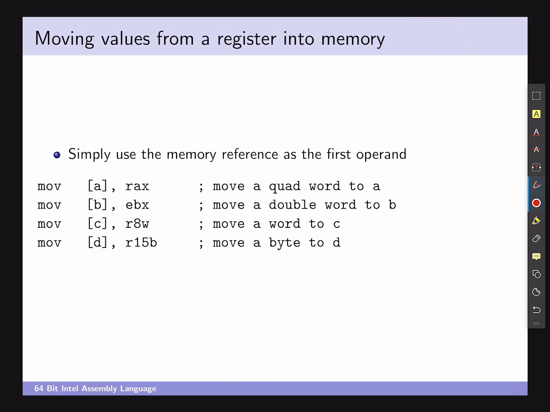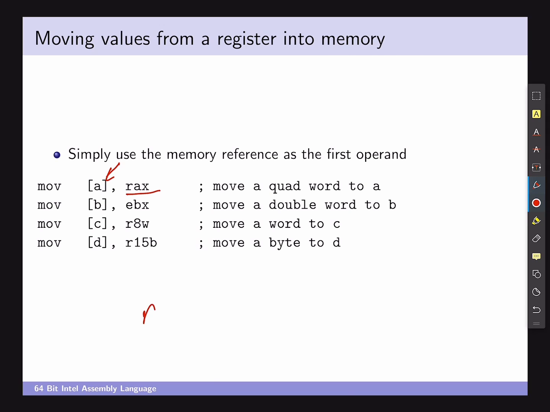Now, we've moved from a piece of memory into a register. How do we move back? So how do I go from a register to memory? Pretty much just swap the order of the operands. So we change the destination to in fact be the memory location. So in this instruction, I want to save RAX at location A. And again, I simply use the dereference to indicate I'm changing the value at address A.